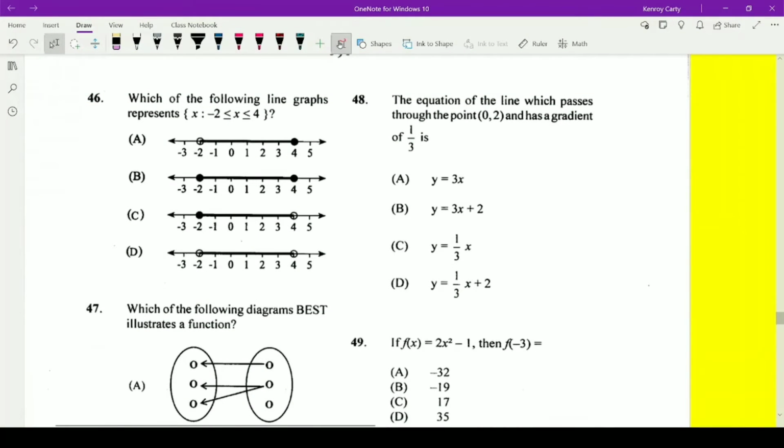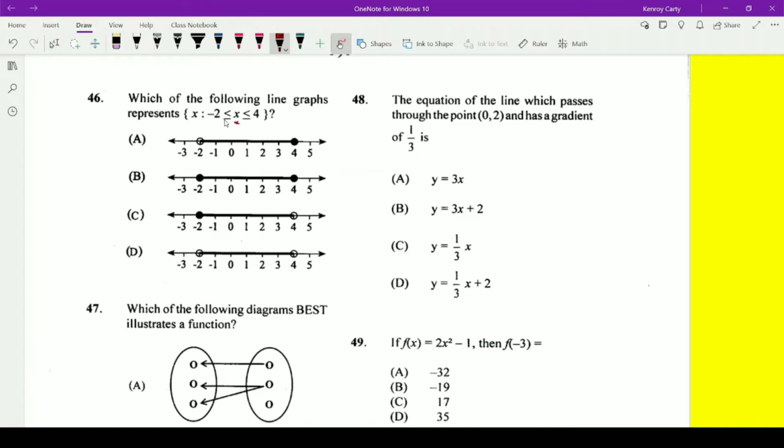Alright, question 46. Which of the following line graph represents greater than? Now, once you see greater than, you read this from the middle. So x is greater than or equal to -2, less than or equal to 4. What is the clue here? Whenever you have greater than with an equal or less than with an equal sign, you have to shade the circle. So I don't even have to guess what my answer is going to be.